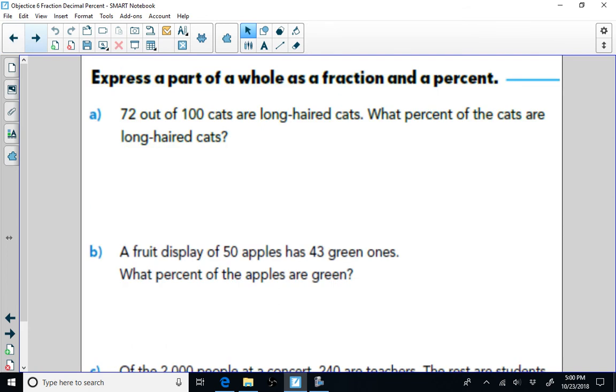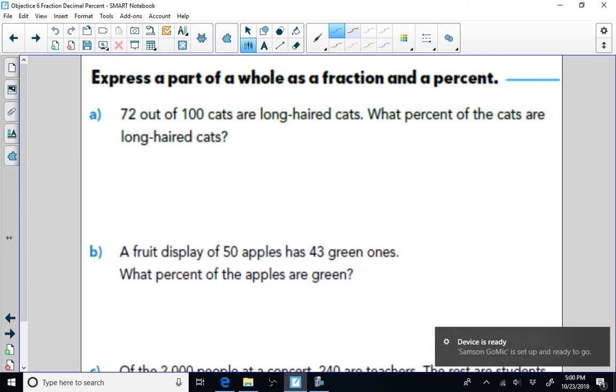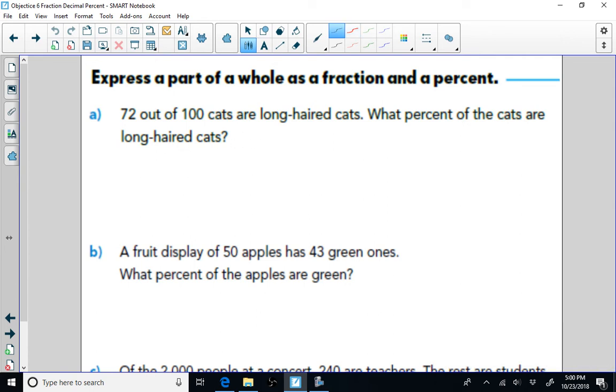Okay, so let's start with our first example. We want to be able to express a part of a whole as a fraction and as a percent. So if I start with 72 out of 100 cats are long-haired cats, what percent of the cats are long-haired cats? The word percent means out of 100. So if we have 72 out of 100, that is the same as 72%.